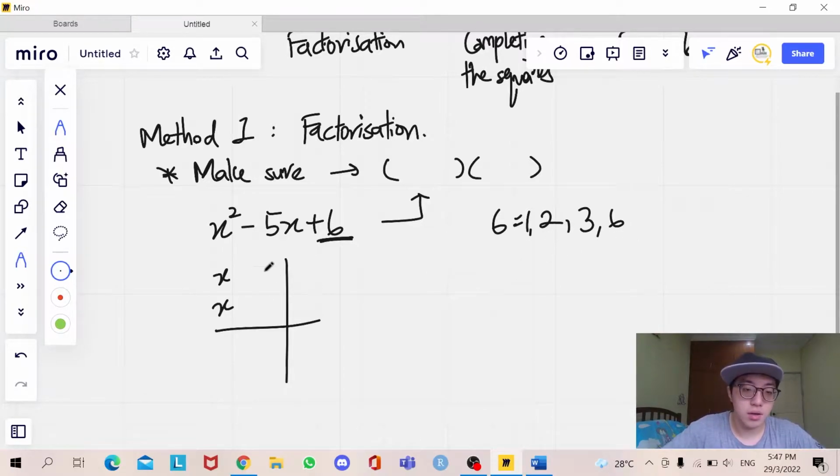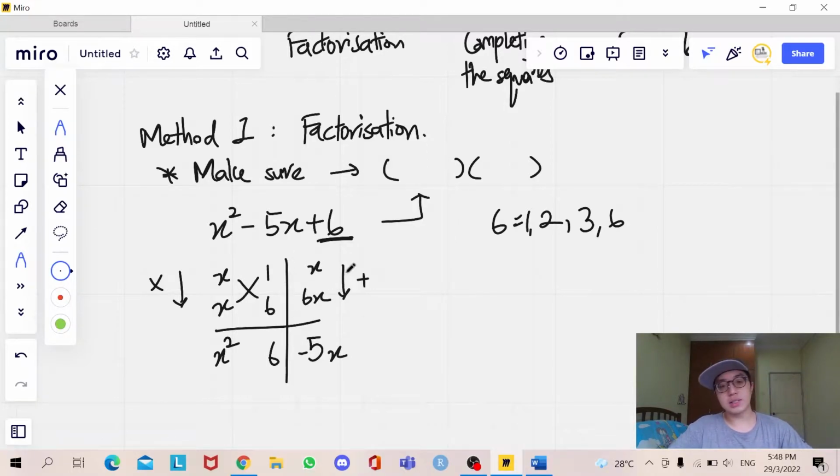Let's take 1 and 6. Let's say if this is 1 and 6. Going down is multiplication, and going across is addition. So from here it's equal to x squared, and here is equal to 6. No issue, but the problem here is that we need to make it negative 5x here. So how can we make it negative 5x? From here, we are going to do cross multiplication. So here is x and here is 6x. As you can see, this doesn't add up to negative 5. So this is not the set of factors that we should take.